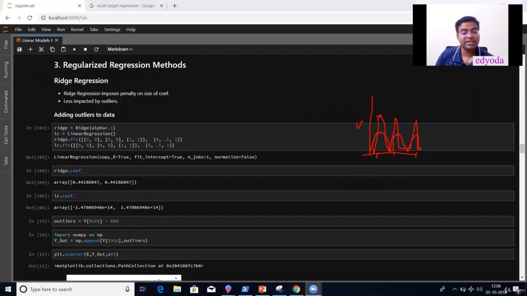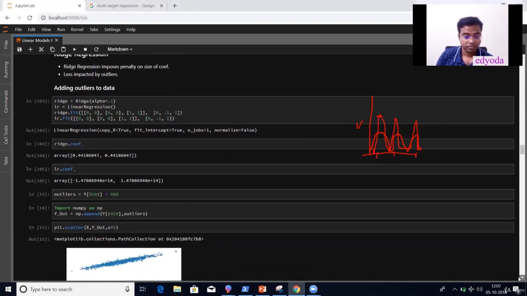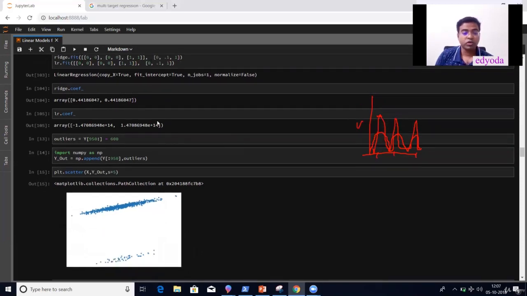The coefficients generated by ridge are 0.44 and 0.4, pretty low values. The coefficients generated by linear regression are pretty high: 10 to the 14 and 10 to the 14. So yes, it is heavily impacted by these values. Maybe the data is too small and it will converge further, but the important thing is that ridge regression is not heavily impacted by each data point. It understands more of the general trend.